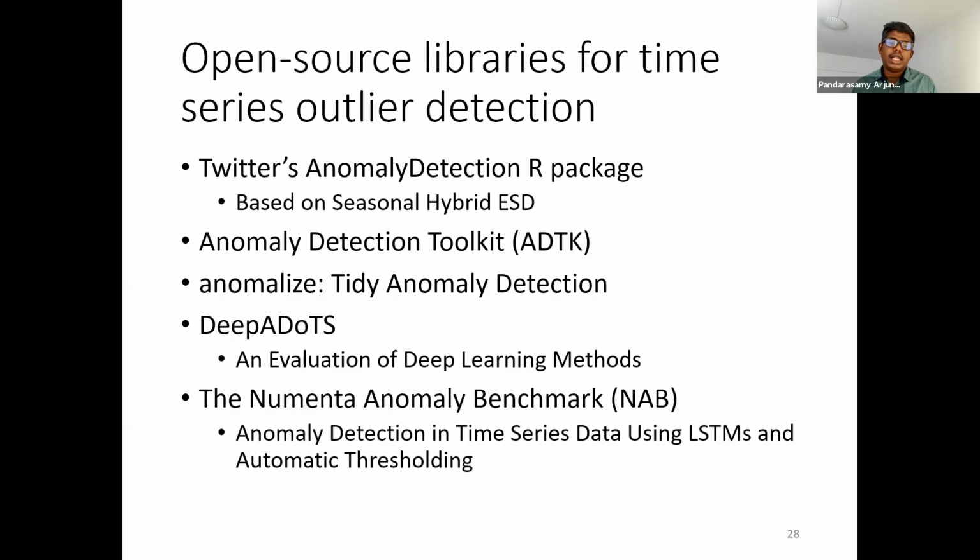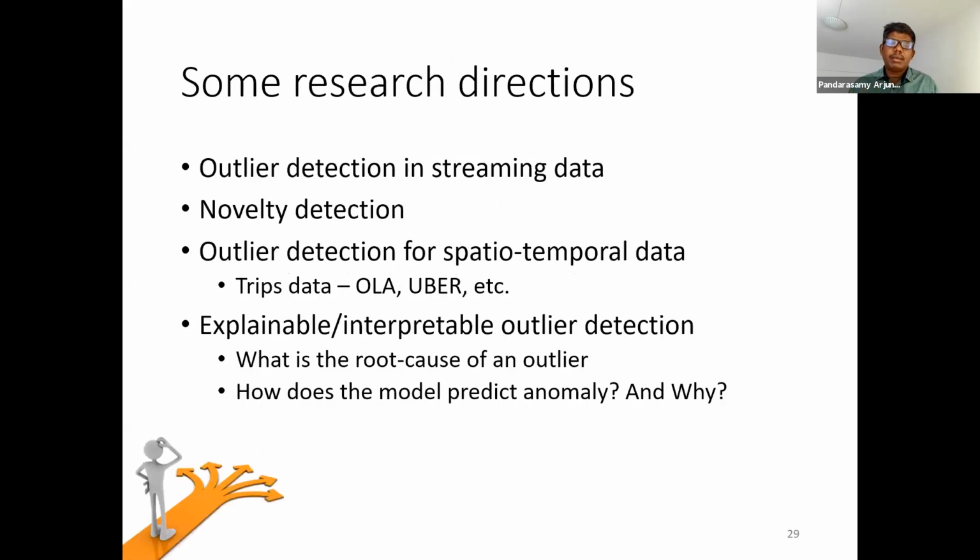One interesting thing about this NAB benchmarking system is that they provide a method for calculating automatic thresholds. As I mentioned earlier, detecting a threshold for a particular setting is very difficult, because if we select some value, it may work for one time series, but it may not work for another. So this NAB benchmark provides some methods for detecting automatic thresholds. And then finally, I'm going to give some high-level research directions.